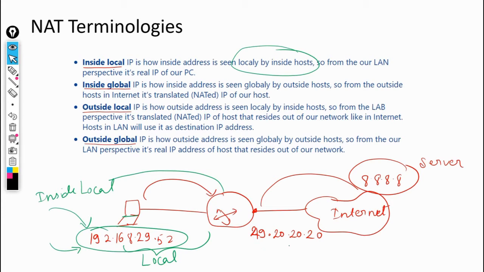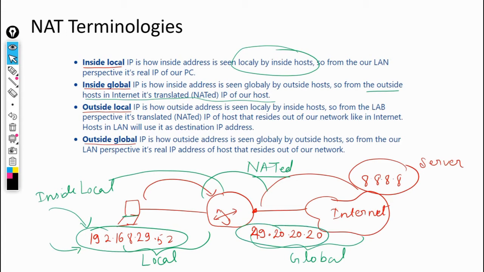Inside global is this, because this is the global side, right? So how will they see it globally? From the outside host, the internet, it is the translated or NATed IP of the host. So once it is translated or NATed, then what is the IP? Obviously this will be our inside global IP.